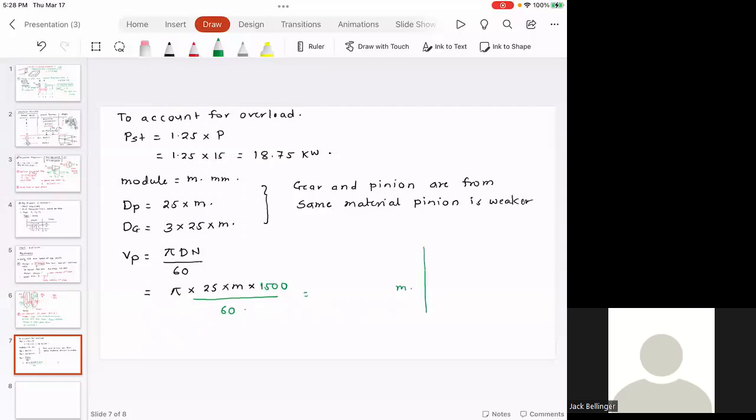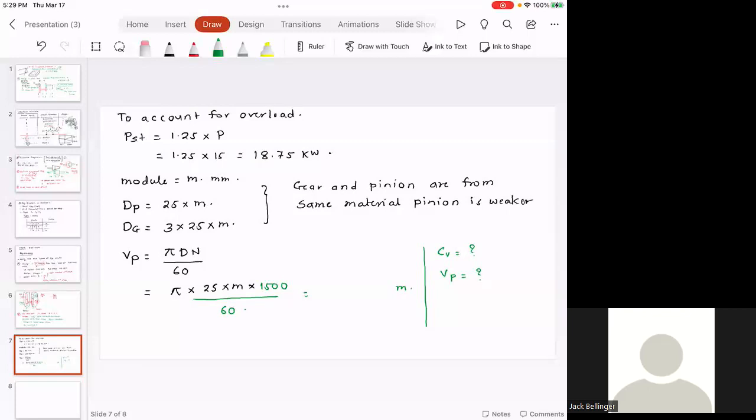Now the question is, how do I find the velocity factor when my pitch line velocity is not known? At this point, you want to think about how this gear pair would function. 1440 RPM, pinion is 25 times module.